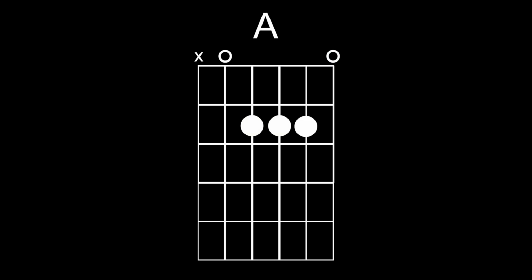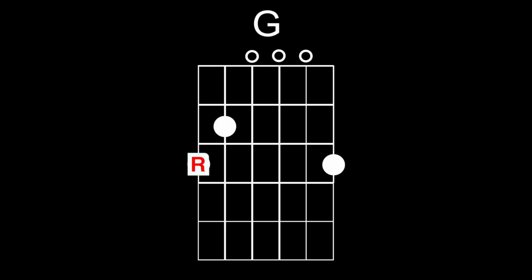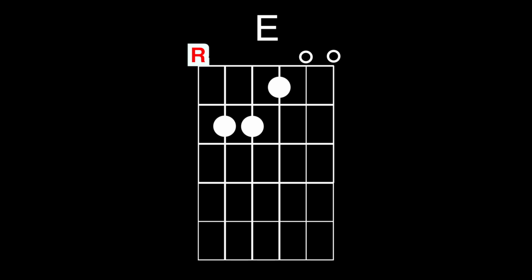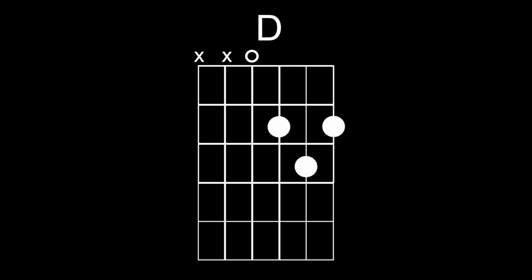The A chord has a root note, 5th, root note again, 3rd, and 5th. The G chord has root note, 3rd, 5th, root note, 3rd, root note. The E chord has a root note, 5th, root note, 3rd, 5th, and root note one more time. And at the end we have the D that has a root note, 5th, root note, 3rd.